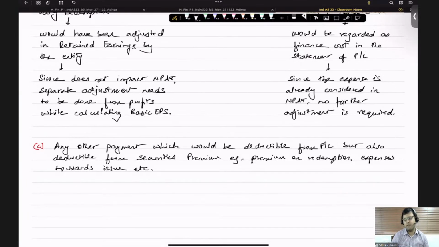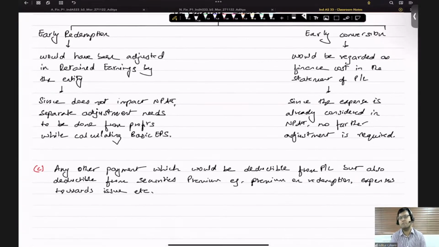So first one was preference dividend, second one was premium on redemption or conversion, and third one is any other payment which would go to P&L, but also it is permitted to put it under other components of equity like securities premium, etc. So that takes care of the EPS part for today.